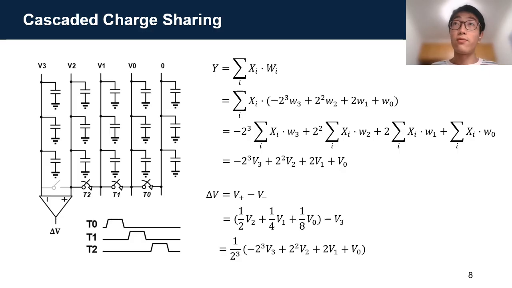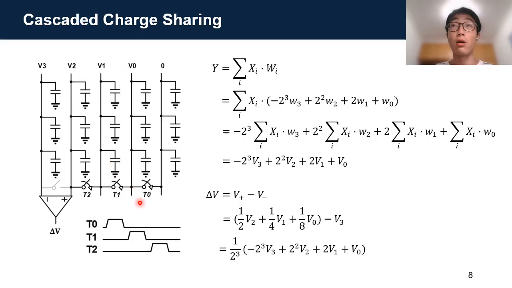We pick the 4-bit weight to demonstrate the principle. The weight is in 2's complement, where W3 is the sign bit and W2 to W0 is the magnitude bit. Y is the result of the MAC operation of input X and the weight W, and it can be derived like this.